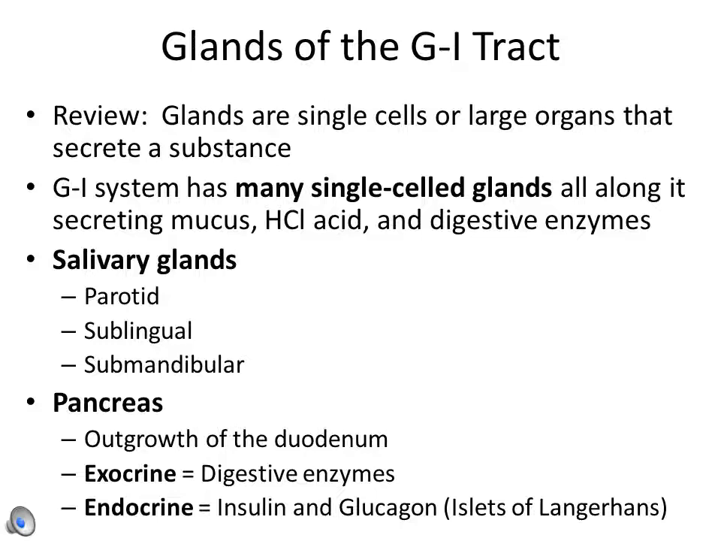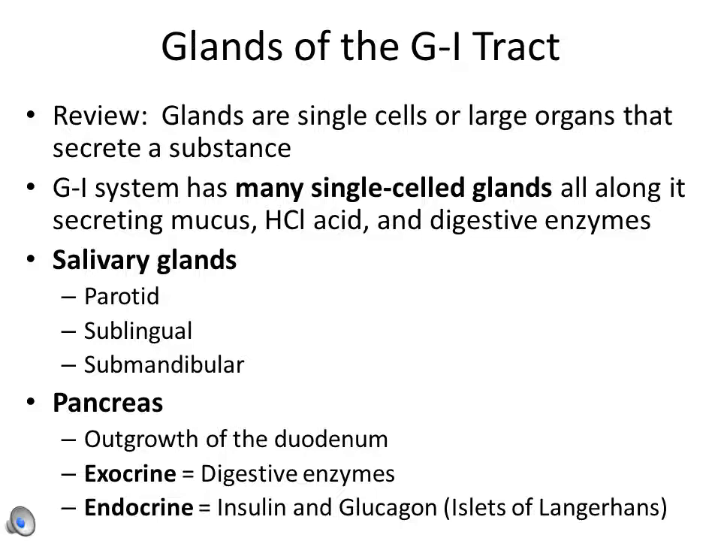Now let's talk about the glands of the GI tract. Remember that glands are single cells or large organs that secrete a substance. In the gastrointestinal system, there are many single-celled glands that secrete mucus, hydrochloric acid, and digestive enzymes. There are also two main categories of large organs in the GI tract. One is the salivary glands and the other is the pancreas.